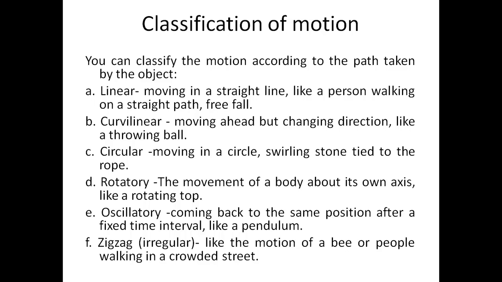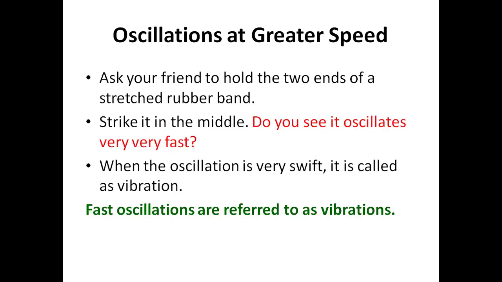You can classify the motion according to the path taken by the object. Linear: moving in a straight line, like a person walking on a straight path, or free fall. Curvilinear: moving ahead but changing direction, like a thrown ball. Circular: moving in a circle, like swirling a stone tied to a rope. Rotatory: the movement of a body about its own axis, like a rotating top. Oscillatory: coming back to the same position after a fixed time interval, like a pendulum. Zigzag: irregular, like the motion of a bee or people walking in a crowded street.